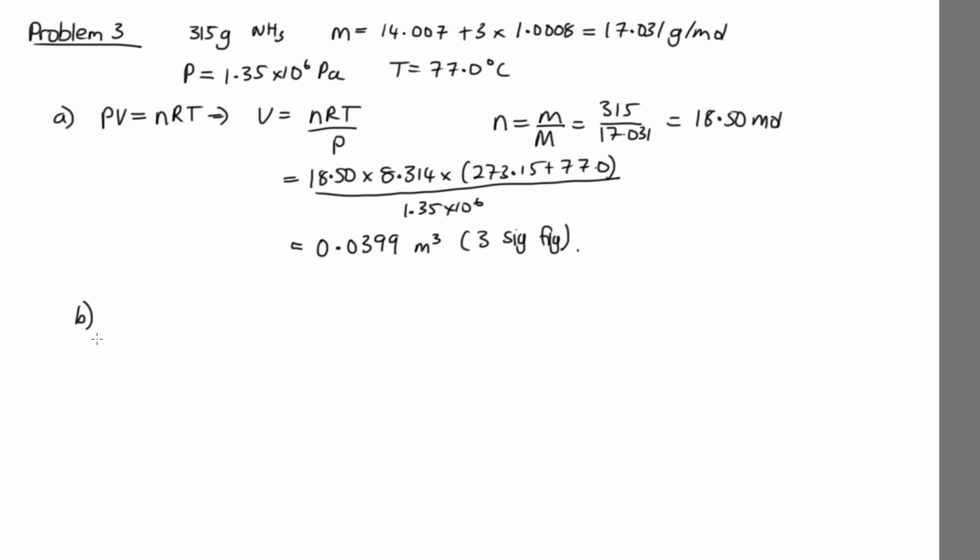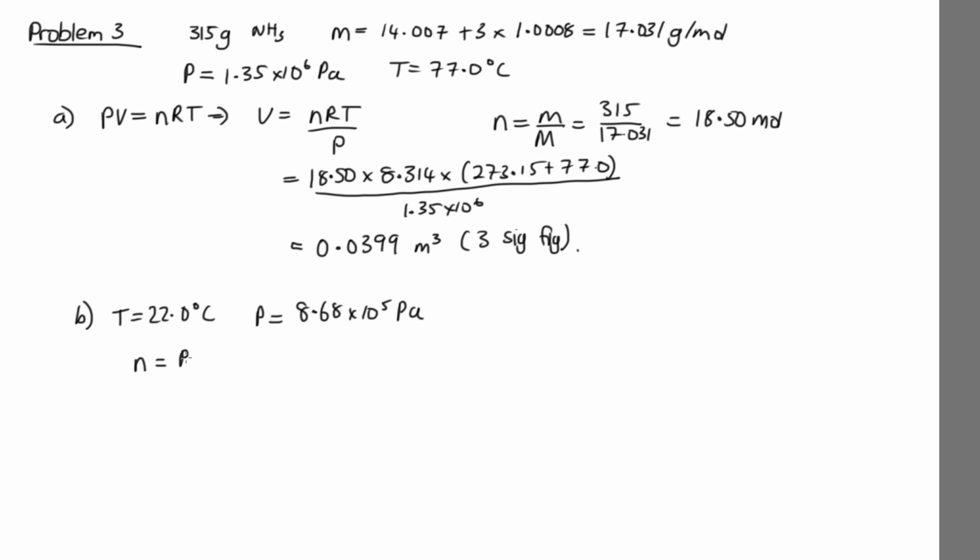Okay, part B, we're then told that the tank is checked later. Now the temperature is equal to 22 degrees C and the pressure has dropped down to 8.68 times 10 to the 5 pascals, and we're asked how many grams of gas leaked out of the tank. Okay, so if we can work out how many moles left the tank, then we can work out how many grams. So let's use our ideal gas law to work out how many are left in the tank.